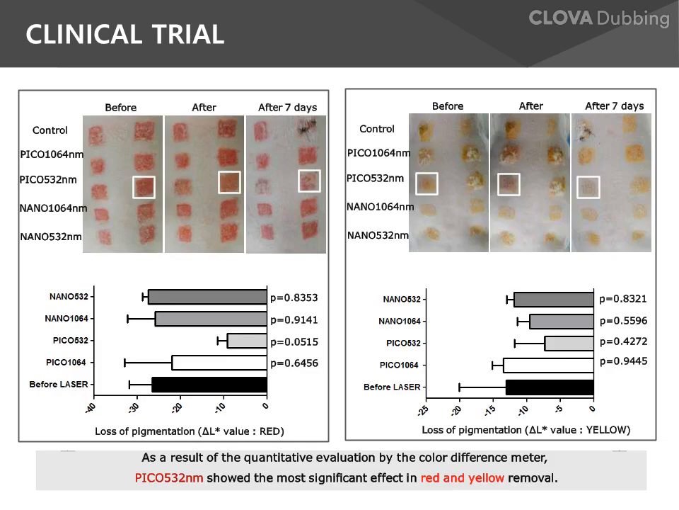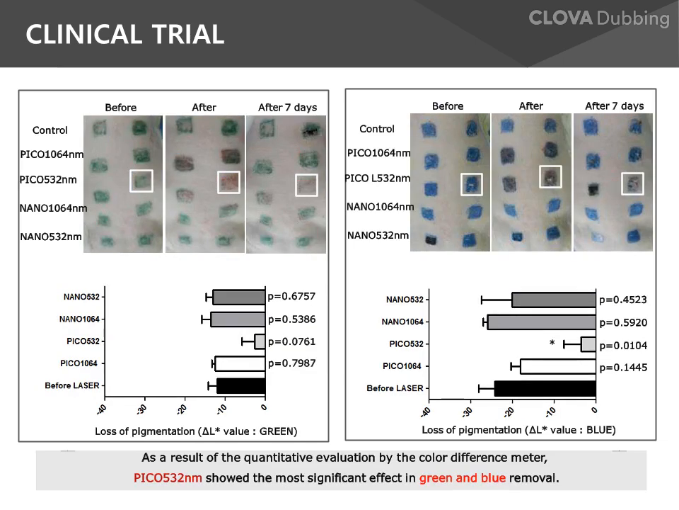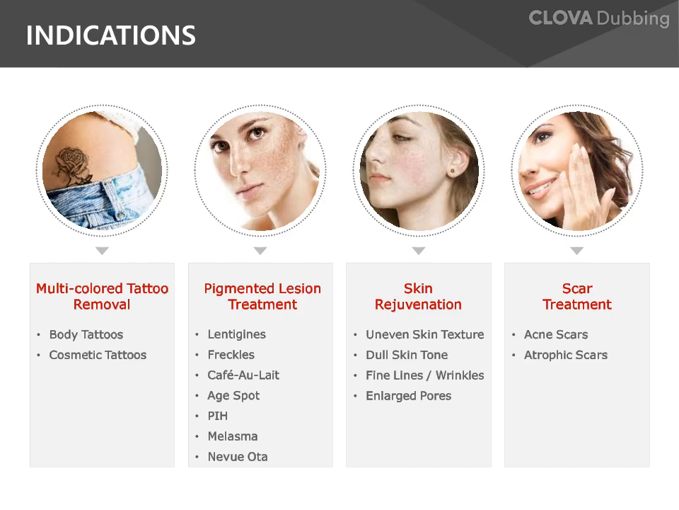Similarly, when examining red and yellow pigments using wavelengths that have high absorption for these colors, such as 532 nanometers, and combining them with the short pulse duration characteristic of picosecond lasers, it is evident that treatment is much more effective compared to other wavelengths or nanosecond lasers. It can also be noted that there is a significant effect on the removal of green and blue pigments as well. The indications for the picosecond laser include tattoo removal, pigmentation lesion treatment, skin rejuvenation, and scar treatment.